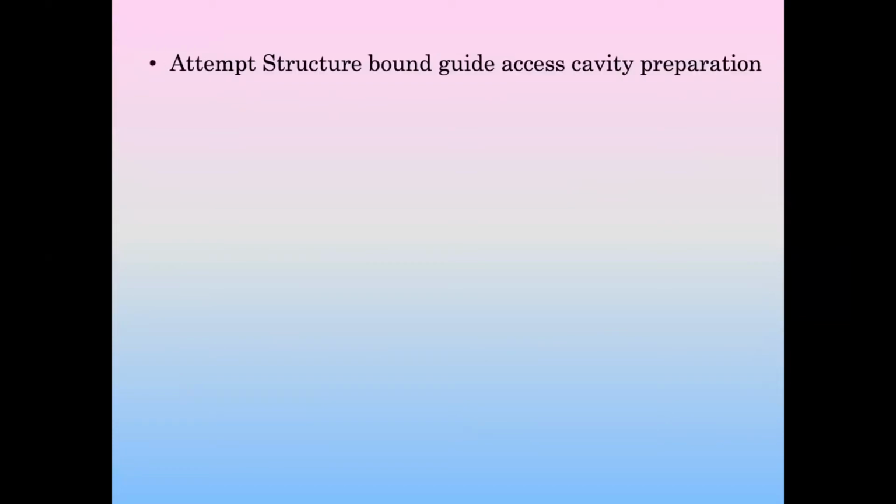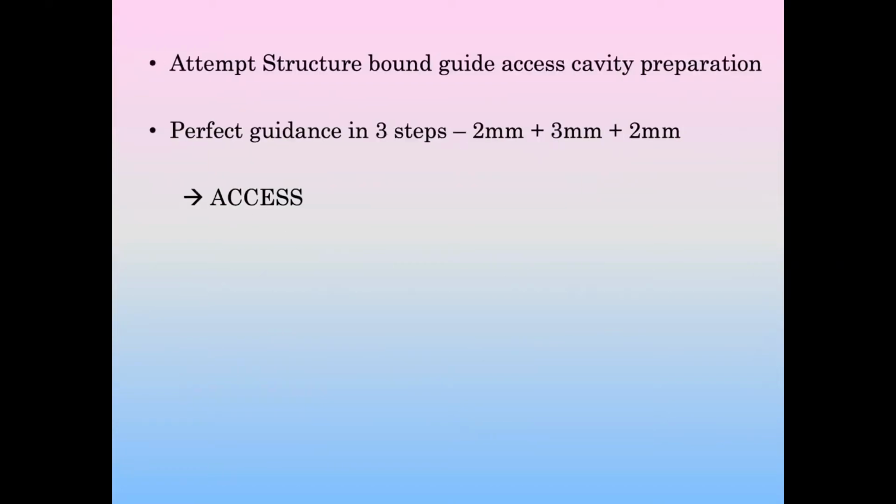So keeping my session very crisp, I would like to give a small take home message: I would like everyone to attempt the structure bound guide access cavity. It's going to be a perfect guidance in just 3 steps. It's just going to be a 2 mm depth cut followed by 3 and again a 2 mm, and there you go, you get complete access to the pulp chamber. And it also completely de-roofs the pulp chamber.